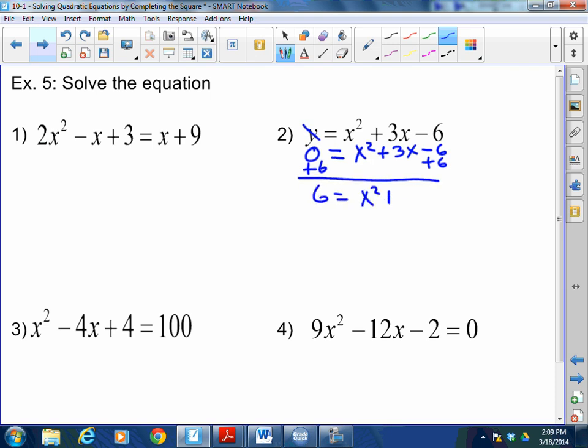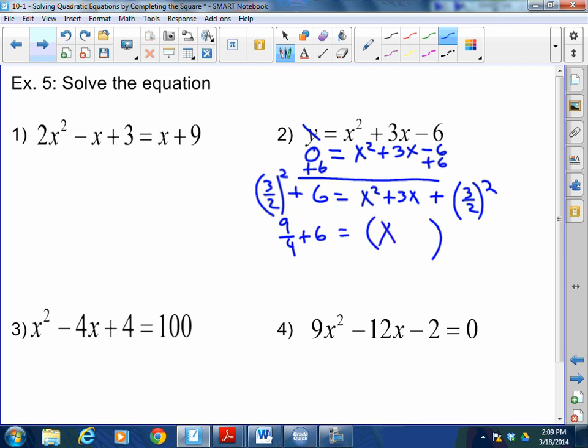6 equals x squared plus 3x plus, what's my b here? 3. So my b over 2 is 3/2 squared, which I add to both sides. Is everyone with me so far? Okay. So this is 9/4 plus 6 equals, I factor this out, which is the square root of the first and the inside, so plus 3/2 squared.